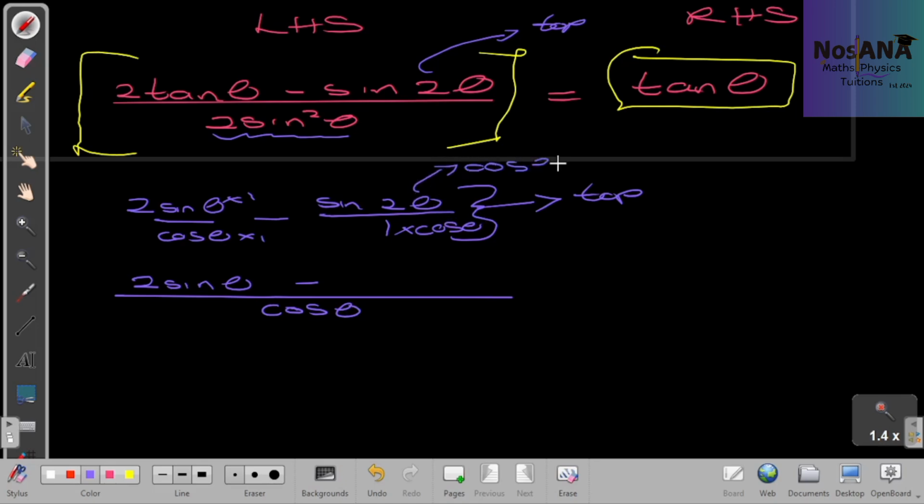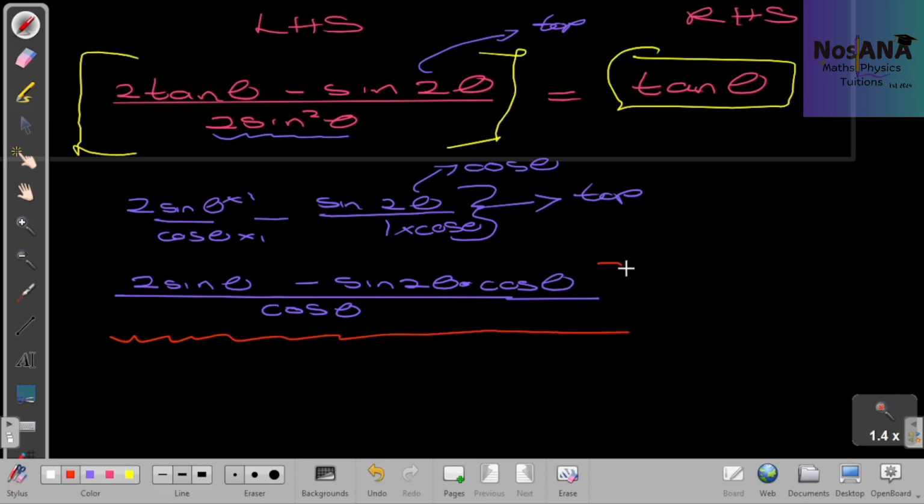So here I have cos theta, and here I'm going to have minus sine 2 theta, remember there's a double angle, times cos theta. So this is the top part. But mind you, don't forget that this is a fraction. So this is the top part and I've made a fraction out of it. It's still the top part.